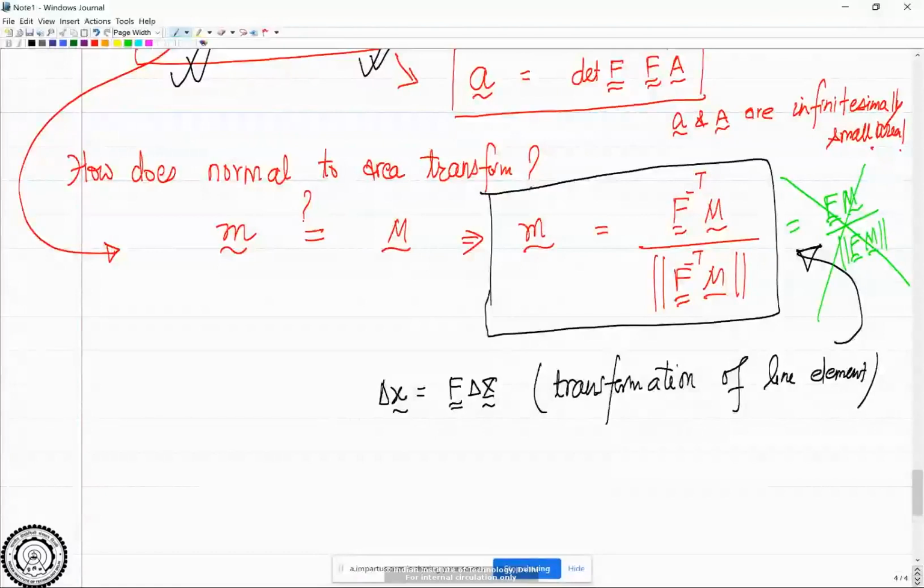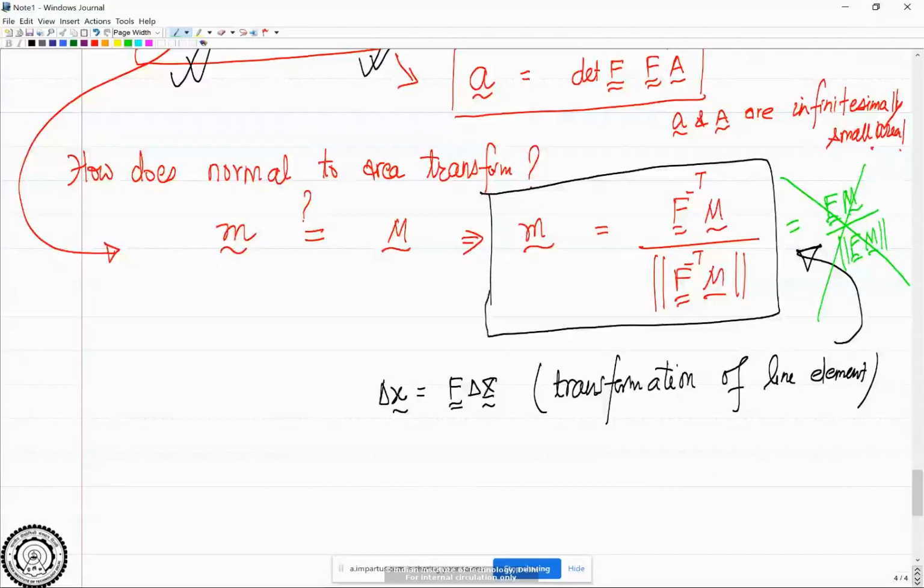Anyone? It's outward normal. It doesn't lie on the area. Small m is not lying on the area, it is the outward normal. Well, small m is the normal, no? It's the normal of the formed area. Yes, sir, so it doesn't lie on it. So the transformation of line element is not applicable.